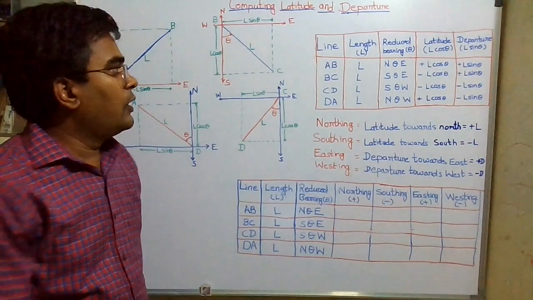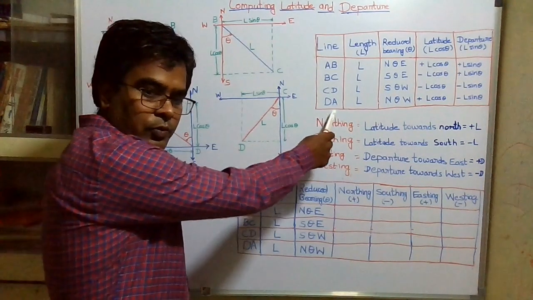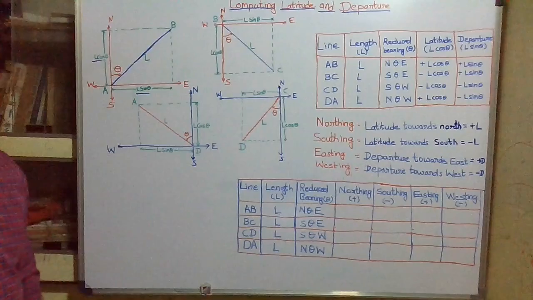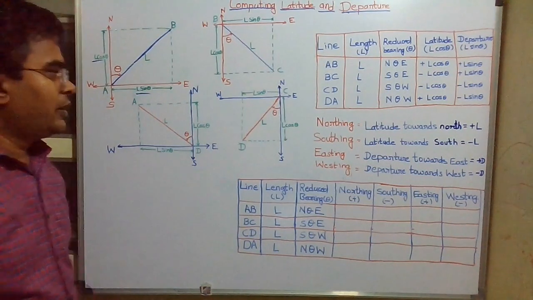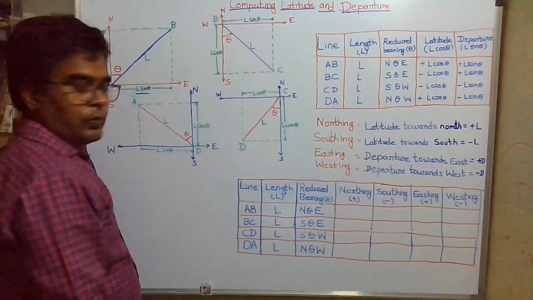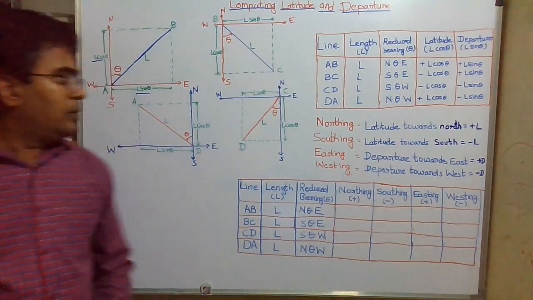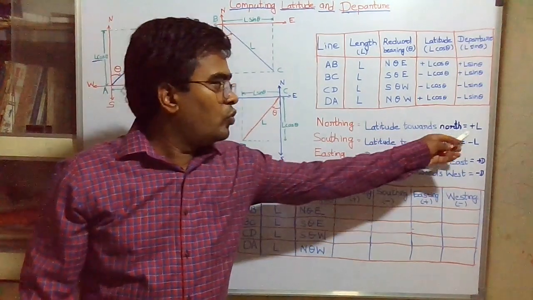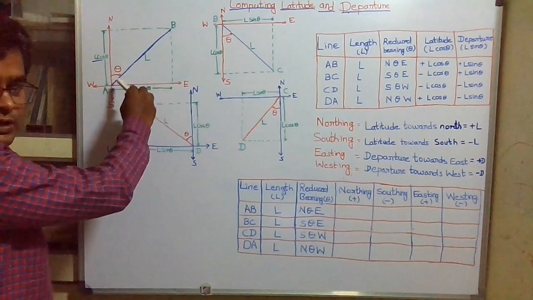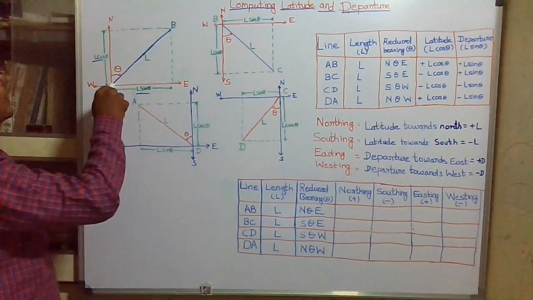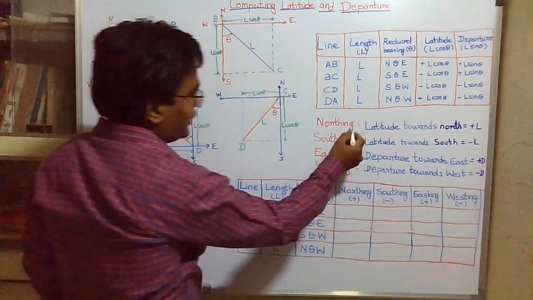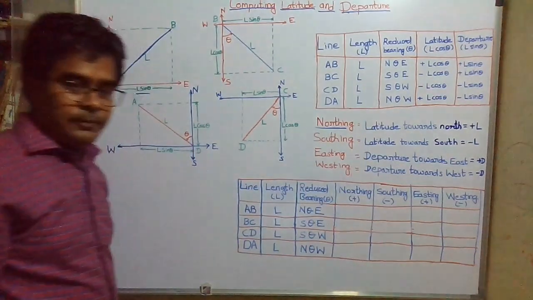In the last lecture, we discussed this table of computing latitude and departure and the sign conventions used. We also studied what northing, southing, easting and westing are. Northing is nothing but latitude towards north. When the latitude of a line, here L cos theta, is along north, it is called northing.